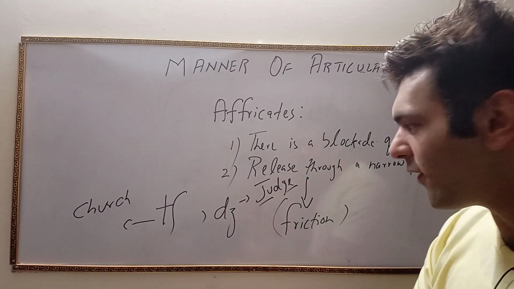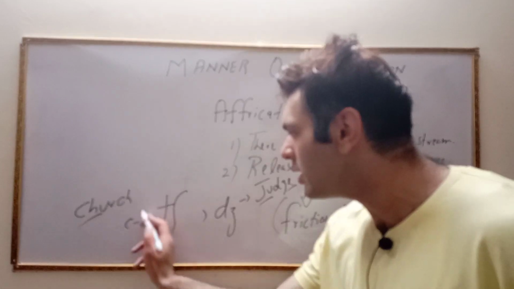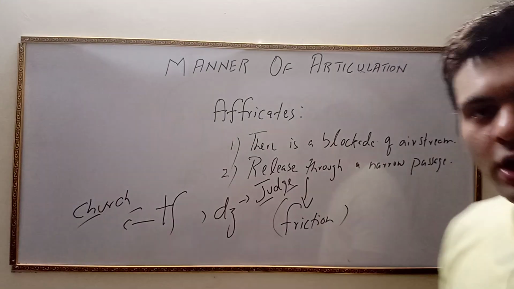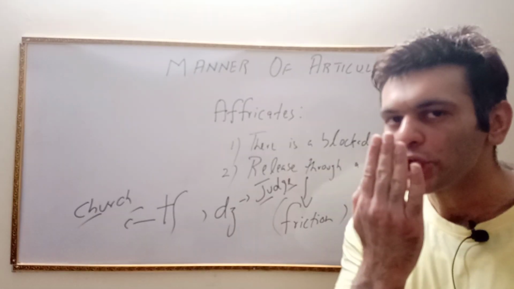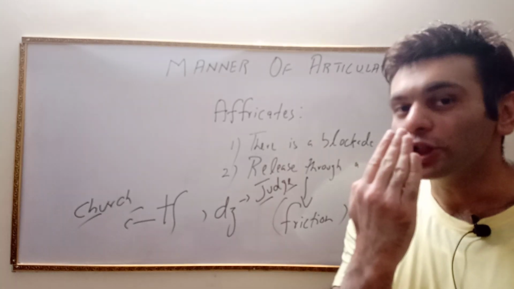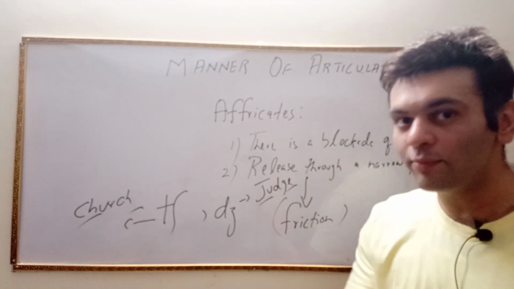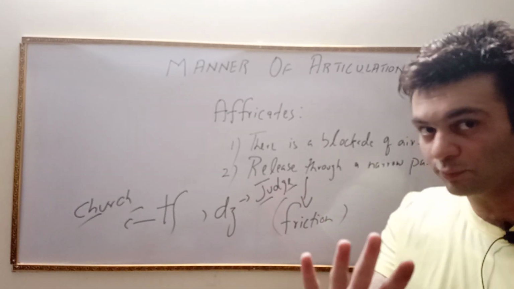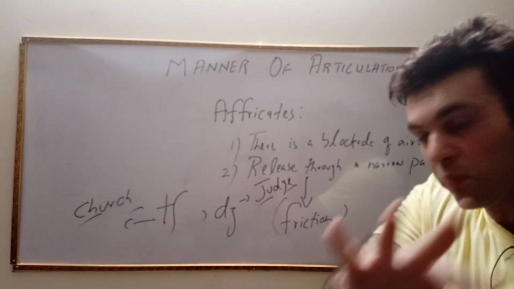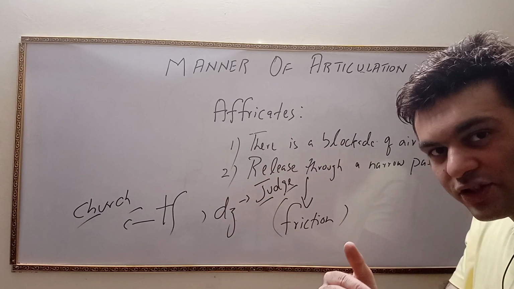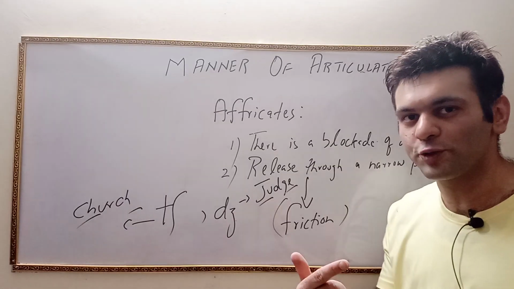Initial sound and the final sound. Chirp and jaw. Now, when you pronounce them, just feel ch, ja, ch, ja. While pronouncing them, you feel that the airstream is blocked for a moment completely and then released, but through a narrow opening, and that's the reason why a friction is produced.